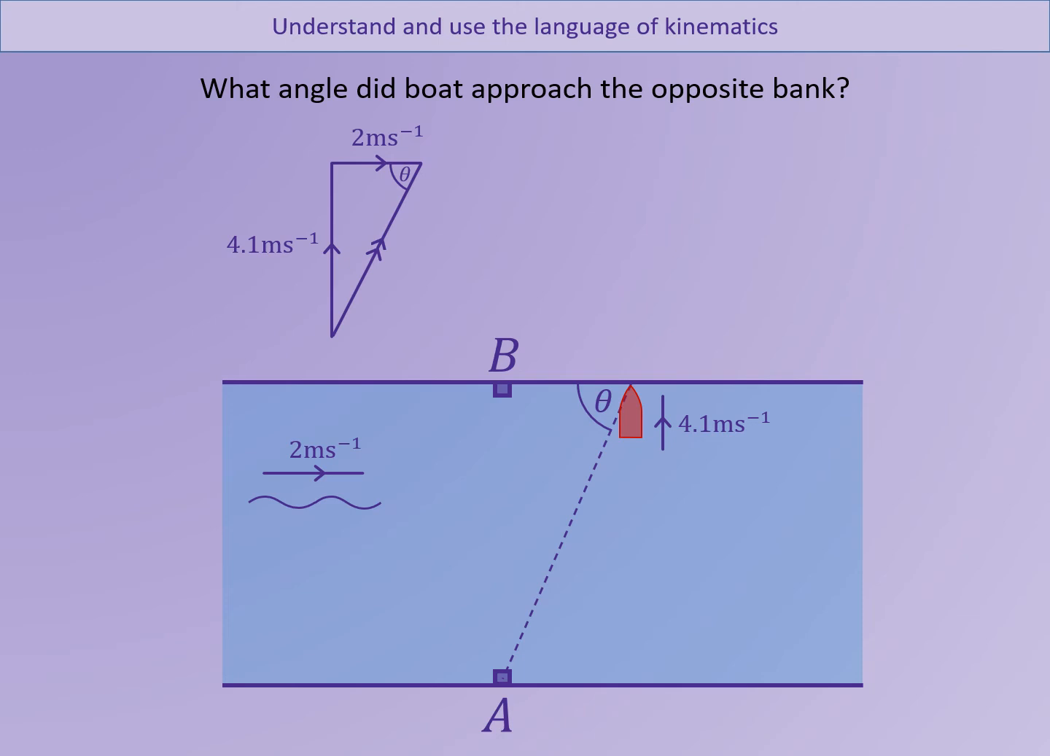Because we have a right angled triangle here and we've got two of the sides, we can use trigonometry to find the angle. We have got the opposite and the adjacent side, so we can use tan theta here. Tan theta would be 4.1 over 2, which leads us to an angle of theta is 64 degrees. This means that the boat approaches the opposite riverbank at an angle of 64 degrees.